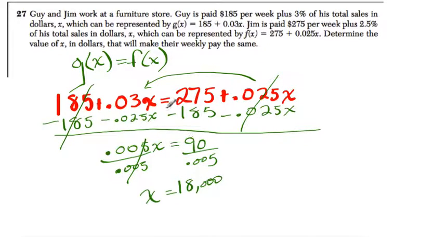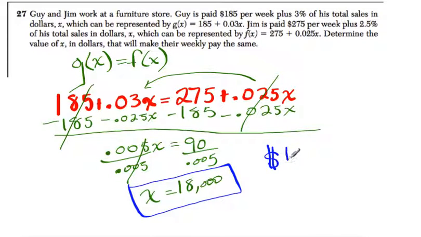Like I was just mentioning, with some of them, if you're not comfortable with doing like 0.03, some of these operations, always feel free to use your calculator. You don't have to be doing everything by hand here. We want to show the process, but you can do the calculations with your TI-84. So we get x equals 18,000, which means if they both sell $18,000 worth of furniture, I'm guessing the only thing they sell at this store, they will make the same amount in that given week. So $18,000 is our final answer.